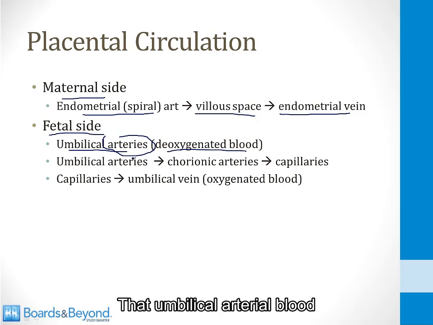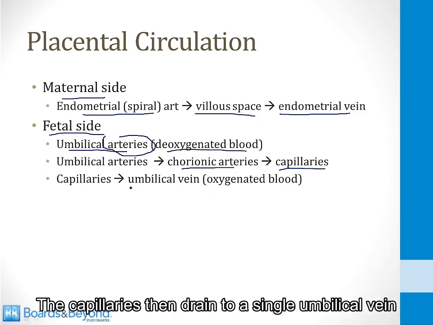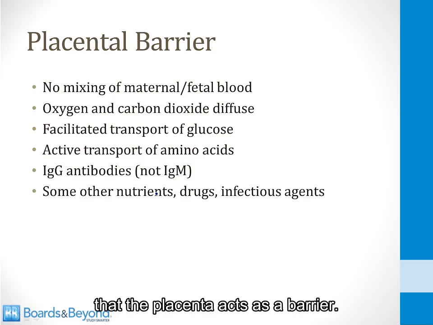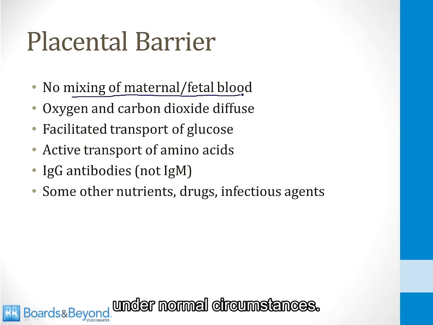That umbilical arterial blood goes to the chorionic arteries and from there into capillaries which fill the villi. The capillaries then drain to a single umbilical vein which now carries oxygenated blood back to the baby. It's important for you to understand that the placenta acts as a barrier. There is no direct mixing of maternal and fetal blood under normal circumstances.